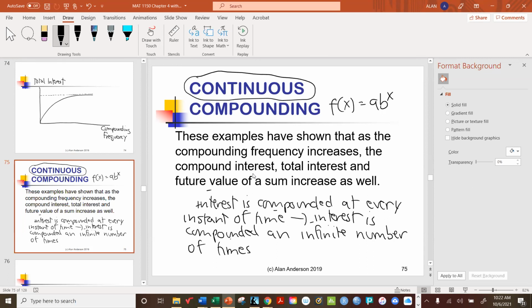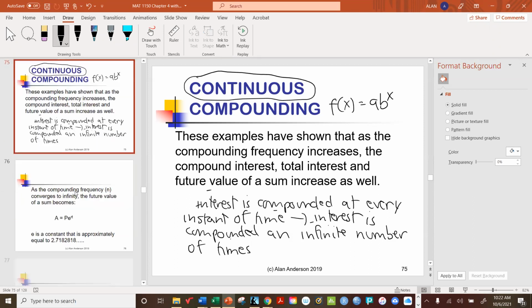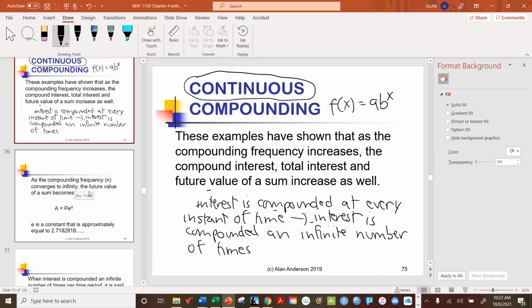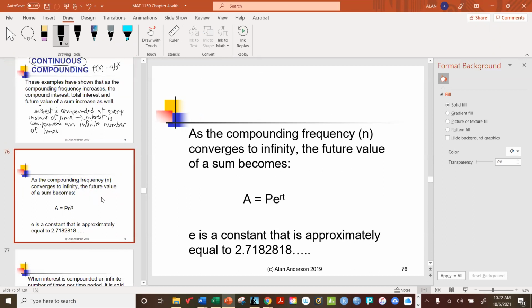Now, of course, in practice, it doesn't usually work this way, but it's theoretically possible that interest could accumulate at every instant in time, or in other words, we could have an infinite number of compounding periods. If that happens, then our formula will have to be very different than the one we've been using, because it would then be a case of exponential growth.